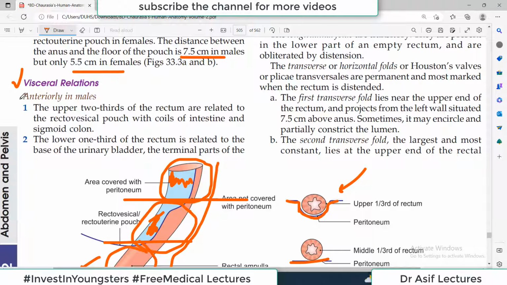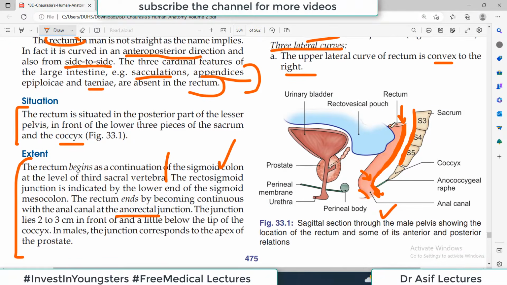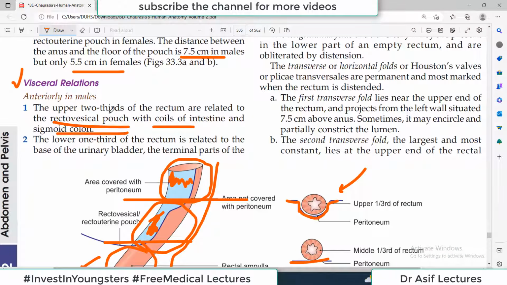Now let's talk about what the visceral relations in the rectum are. Anteriorly in males, what structures are there? The upper two-third of the rectum is related to the rectovesical pouch with coils of intestine and sigmoid colon. Here there was a diagram. This one for example, this is the anterior relation of the upper third, which has the rectovesical pouch. Here there will be loops of intestine too. Okay, so that is the anterior relation, the rectovesical pouch.